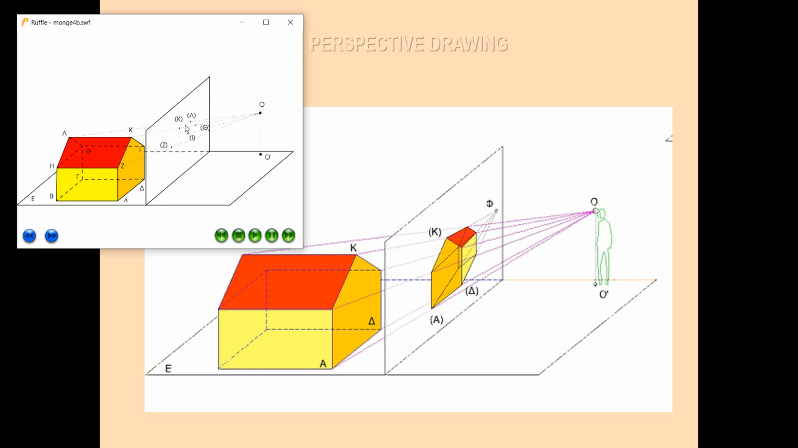If we connect those points, the perspective images, those points are the perspective images of the points of the object. If we connect them in the same way that the points are connected in space, we draw an image on this plane that is called the perspective image of this object as seen from this point of view.